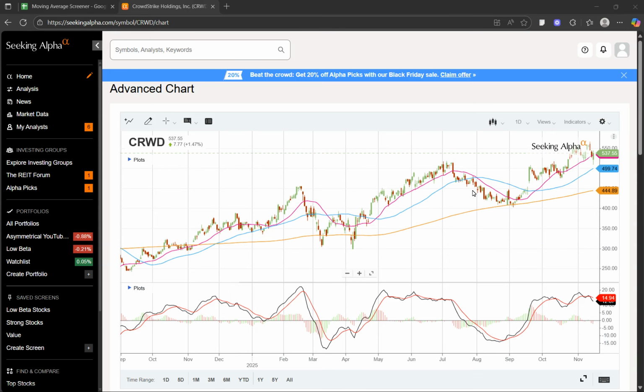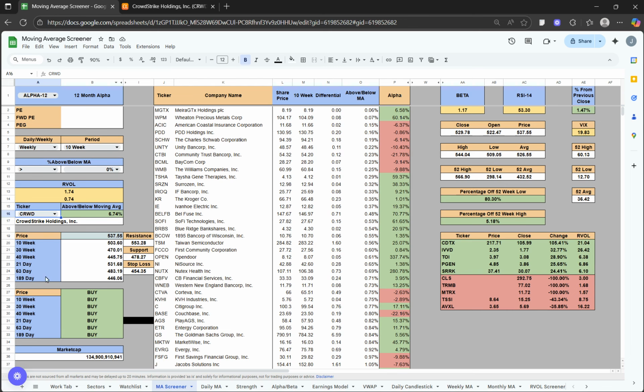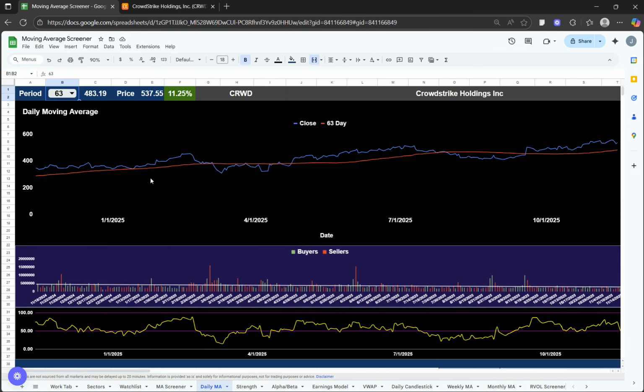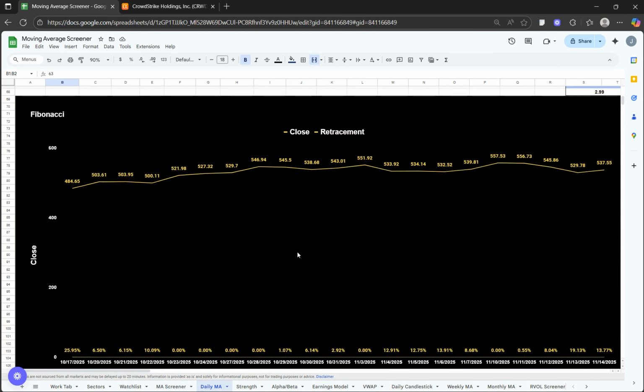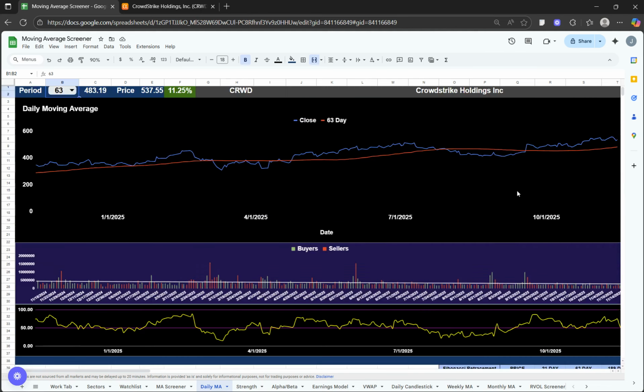Okay, now we have CrowdStrike. We can see this is in an uptrend, 20, 50, 200 day. Our MACD is broken down. If we go to our moving average, everything is in perfect order here. Our daily moving average, we're going to go down and look at Fibonacci first. We're at the 13% level. And for CrowdStrike, the last time we were pretty low was 25%. This is a strong stock that's staying strong and moving up.